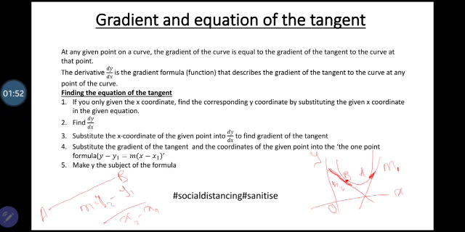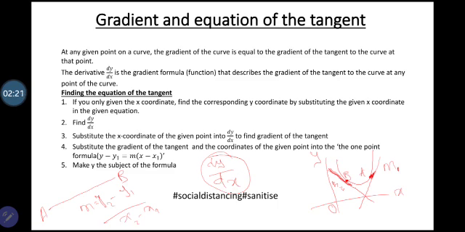Say if I choose this point here and this point here, I can just substitute my values in one equation of the gradient for this curve to find that gradient. And that gradient function is our dy/dx. So given any equation of a curve, to get the gradient of that curve at any point, you just differentiate it, and that will give you the gradient formula.